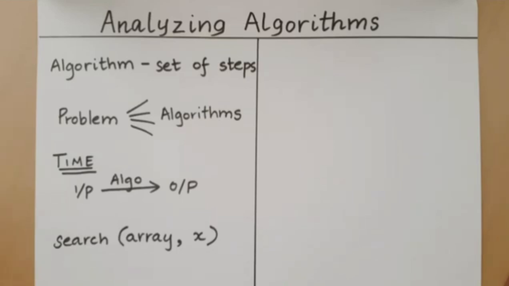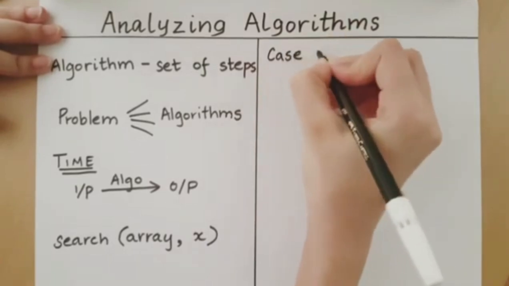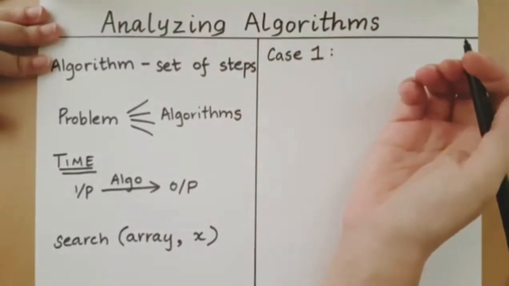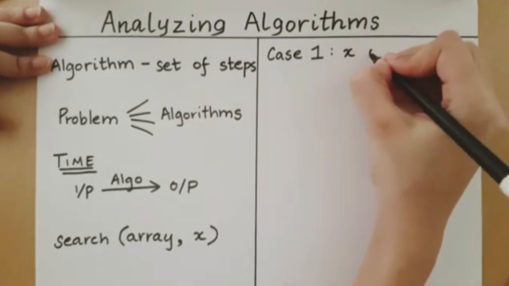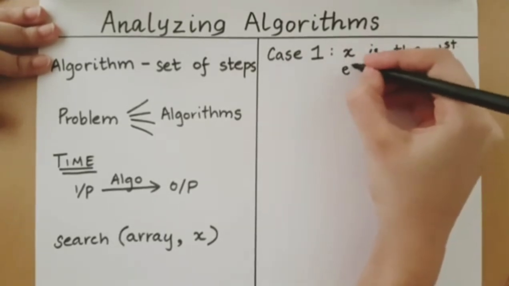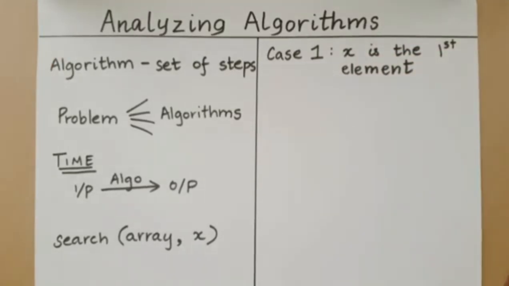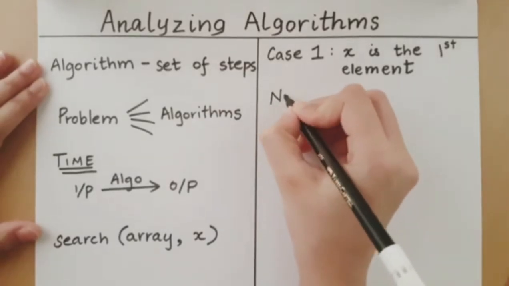So let us look at a few cases that this algorithm will encounter. The first case is when x is the first element. When x is the first element, the algorithm is going to check the first element if it is equal to x. This is true, and therefore the search will return as successful. The number of checks made by this algorithm will be 1.